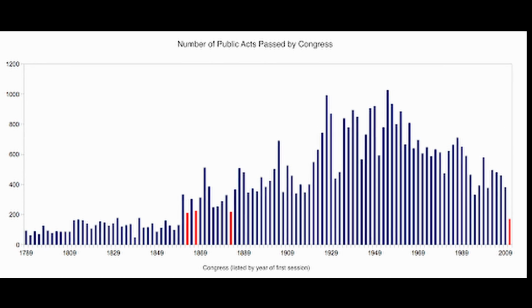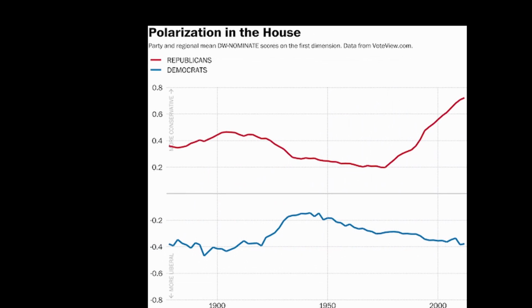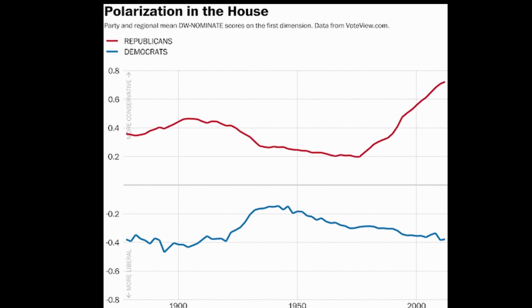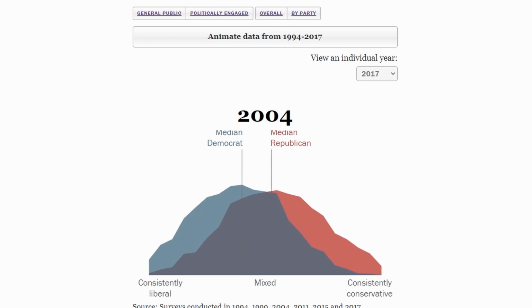This is the number of bills passed by the government. You can see the sharp decline. Next, let's see some quantifiable evidence of the polarization in the U.S. House. This polarization is largely reflected in how the public votes. What are the causes and origins of this polarization? Who is the most to blame?